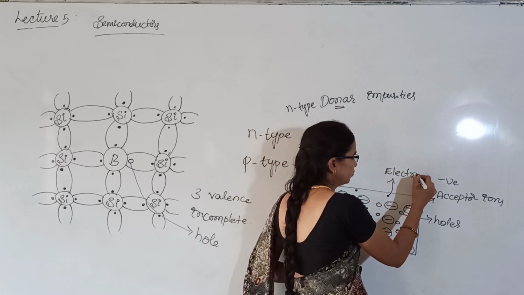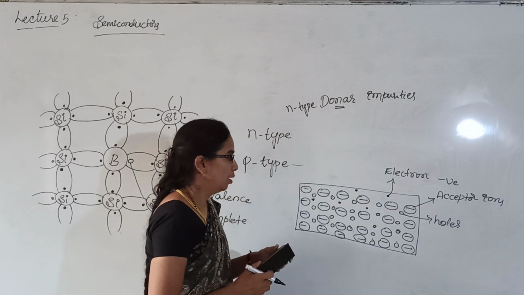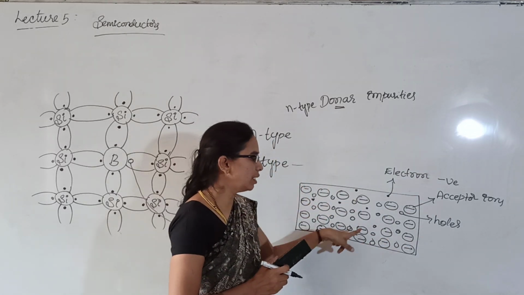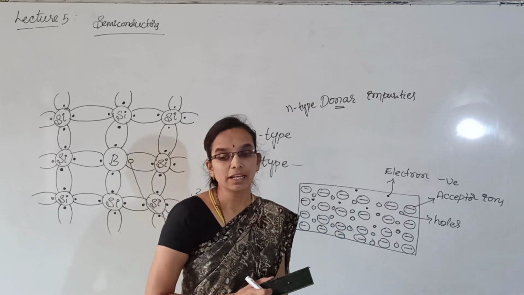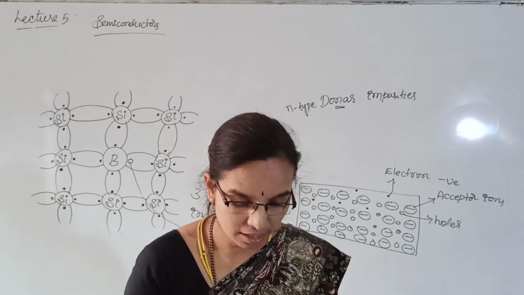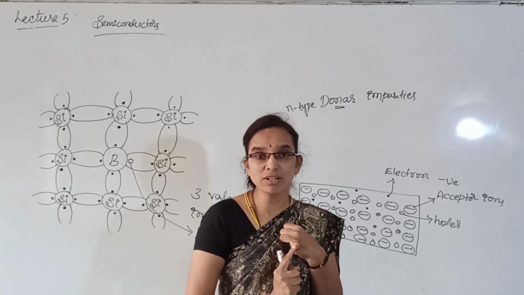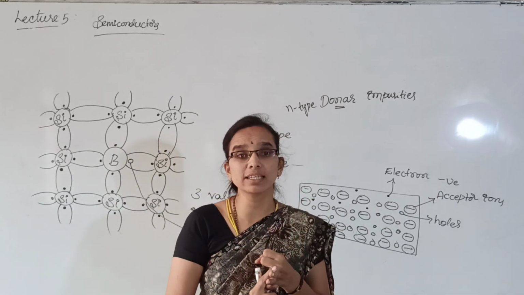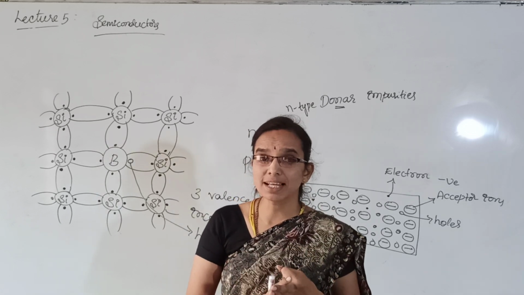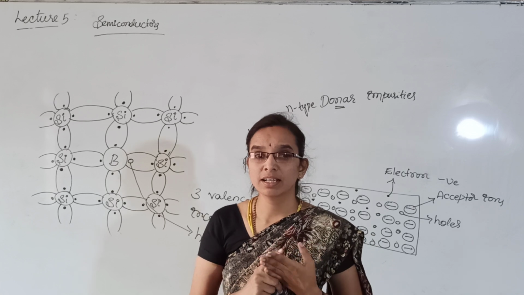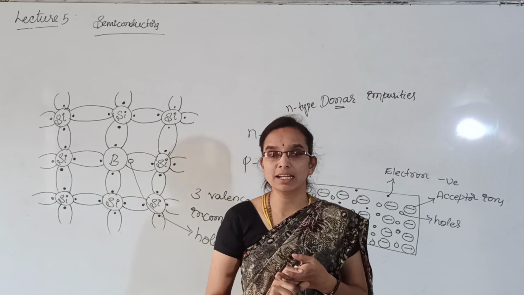You can observe electrons are very less in this diagram and holes are in excess. So in n-type semiconductor, electrons are the majority charge carriers and holes are the minority charge carriers, whereas in p-type semiconductor, holes are the majority charge carriers and electrons are the minority charge carriers.